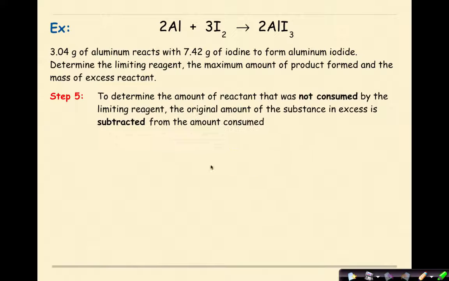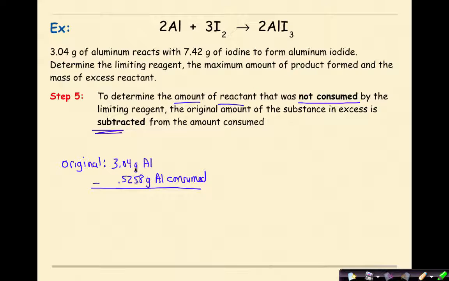So the last step is to determine the amount of the reactant that was not consumed by the limiting reagent. The amount consumed is subtracted from the original amount of the substance in excess. The original amount of aluminum that we started with was 3.04 grams of aluminum. We saw in step 4 that 0.5258 grams of aluminum was consumed. So what we need to do here is subtract these two numbers.